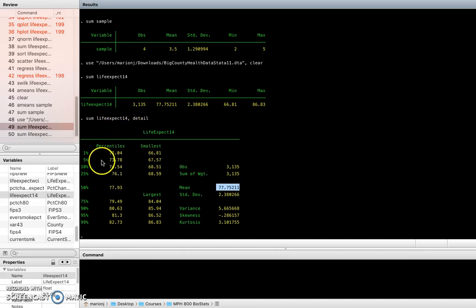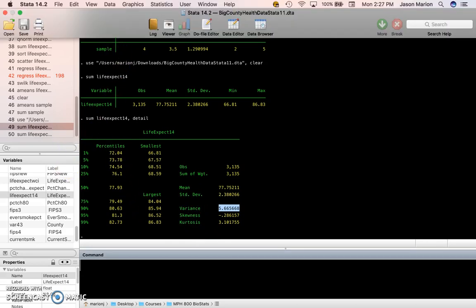When we do sum detail, we also get all these percentiles. We get the 25th percentile, the 75th percentile. We see the variance, S squared, and the standard deviation, 2.38. So if you do 2.38 times 2.38, you would get the variance. So we get a lot of information, how skewed the data are, all that stuff. We'll come back to that later.